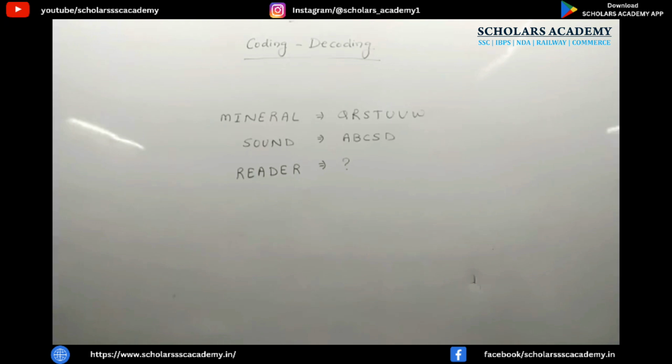Clear? R is U. So the code word will start with U and also end with U. So there is only one option which is starting and ending both at U, and that's the right answer. Then some more questions are there.